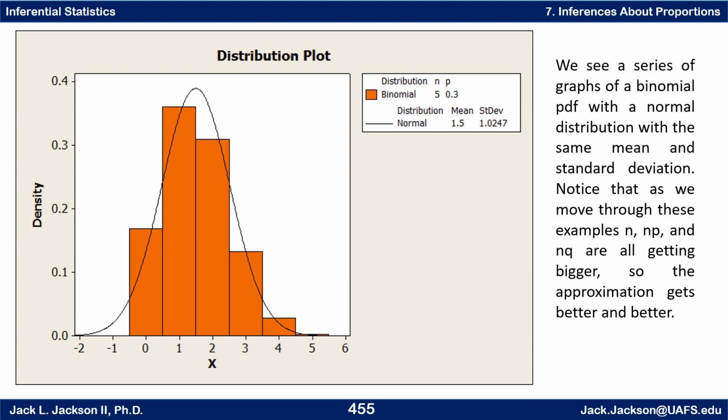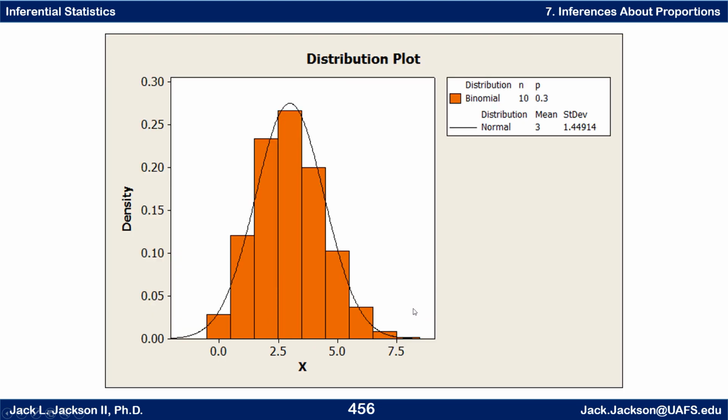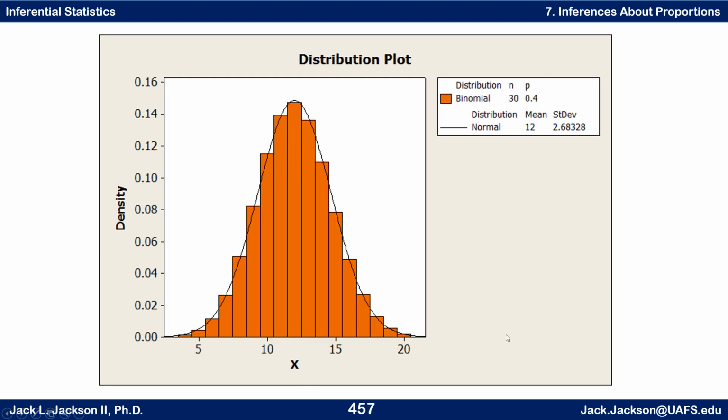Here I'm going to show you real quickly a series of graphs of a binomial PDF with a normal distribution with the same mean and standard deviation. As we move through these examples, n, nP, and nQ are all getting bigger, so the approximation gets better and better. Here's a binomial with n only 5, and of course you can see it's quite a bit of difference in the distribution. Whereas if we increase it to 10, it's better. At 30, now it's actually a pretty good approximation.